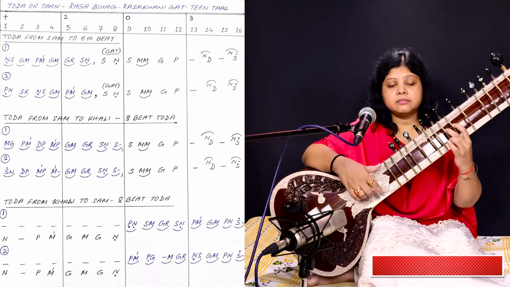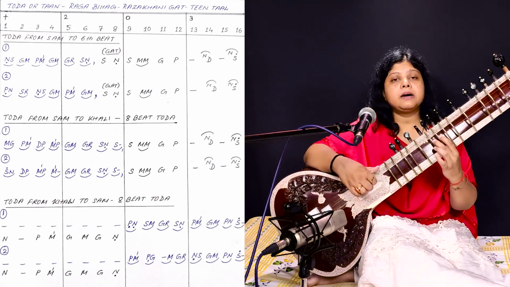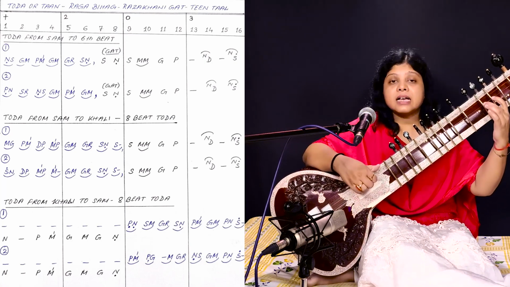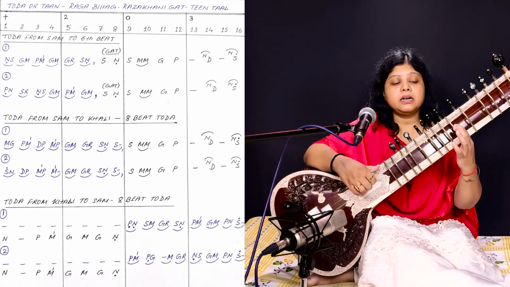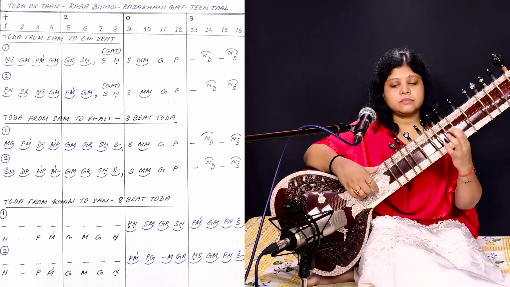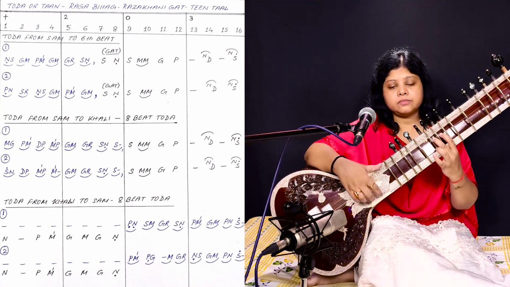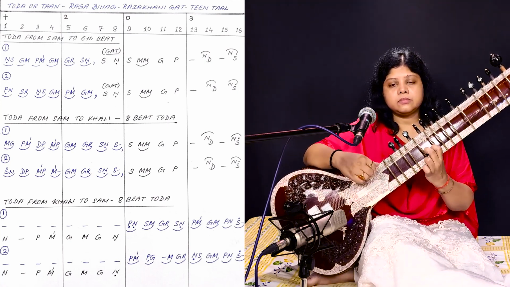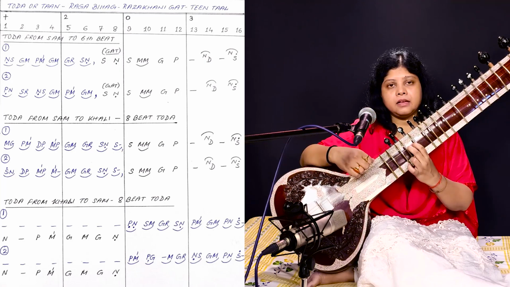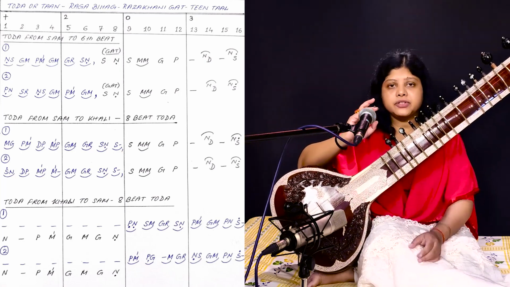Sa ni sa. Again from sum. Ni sa ga ma pa ma ga ma ga re sa ni sa ni sa ma ma ga pa. Now coming to another taan of 6 beats, you can try it yourself.